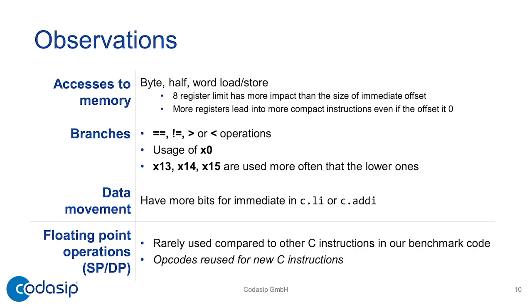In the case of branches, we also noticed that there is a lot of equal, not equal, less than, and so on. And we also noticed that there is a huge usage of X0 and the upper part of the 8 registers that the C extension can use, so X13, 14, and 15. We also noticed that it's worth it to explore the CLI and CADDI with bigger immediates.